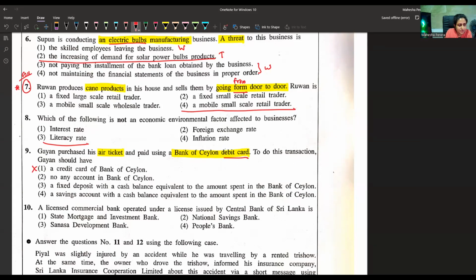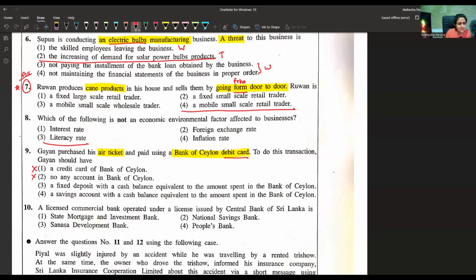No any account in Bank of Ceylon. He has to have an account in the Bank of Ceylon. Probably it's a savings account. This is also wrong, because the debit card is connected to the balance in the account. Paying with a debit card means the money is automatically paid from your account. So this is wrong.